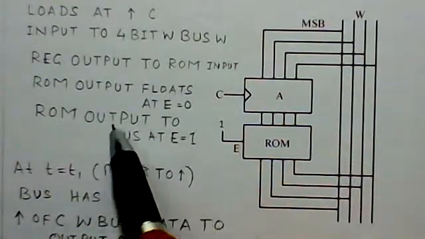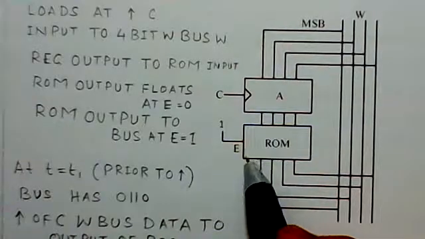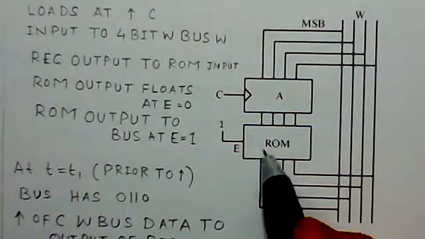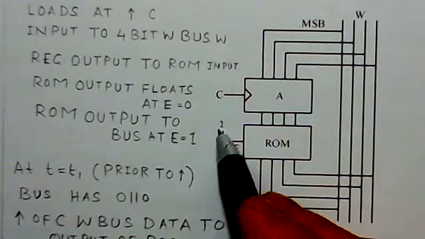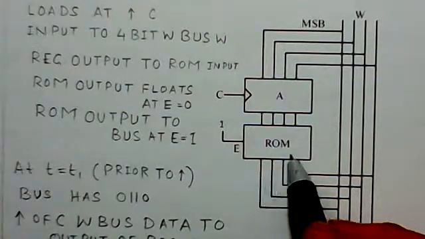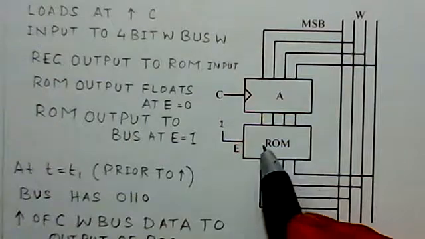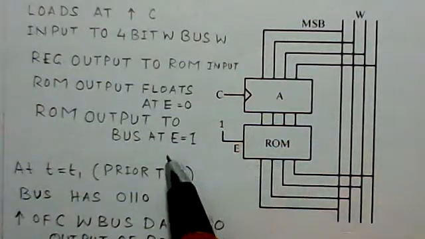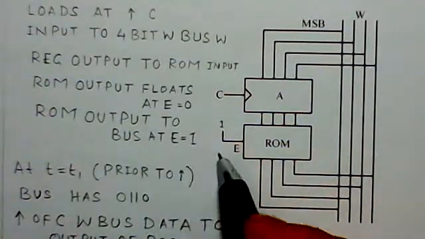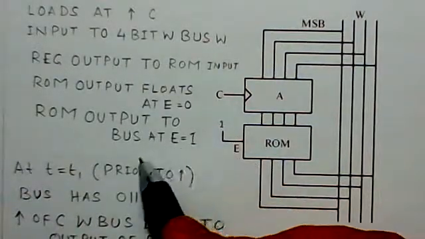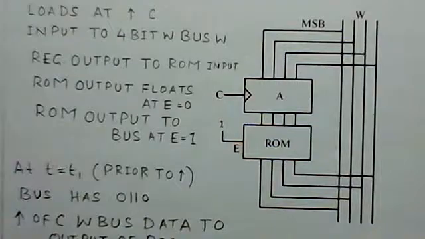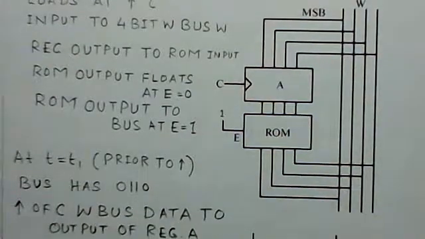Now this ROM output floats when E is equal to 0. When enable is 0, then it floats. That means it's in high impedance state, data is not transferred to the bus. And when the output is enabled, that is E is 1, then the data is on the bus. So now we see at T equals T1.